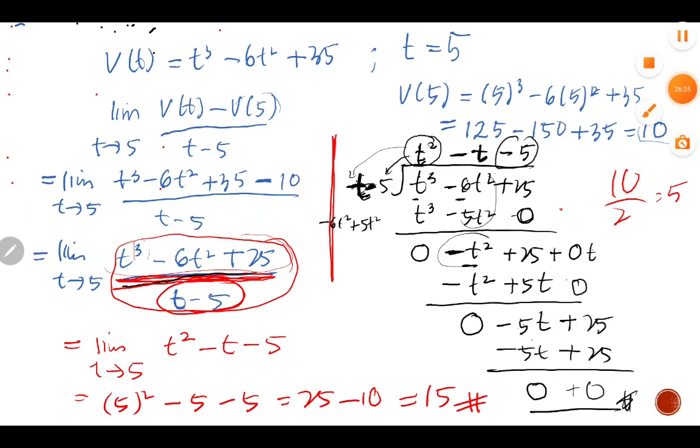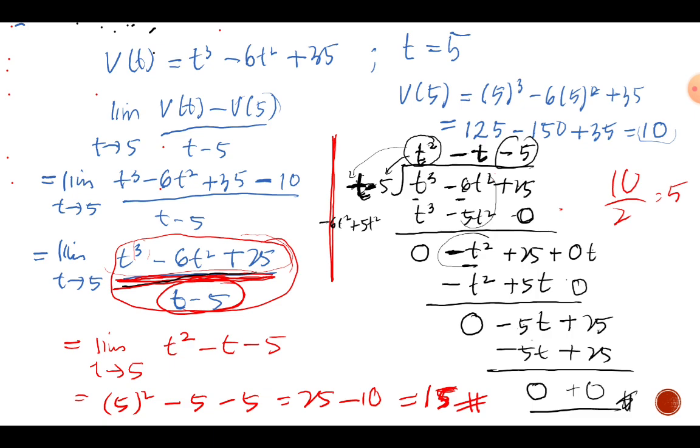So that is the amount of air in the balloon after 5 hours. Sorry, not the amount after 5 hours. It is the instantaneous rate of change, meaning the change in air in the balloon after 5 hours is 15 units of air, volume in meter cube per hour. So the answer is 15.